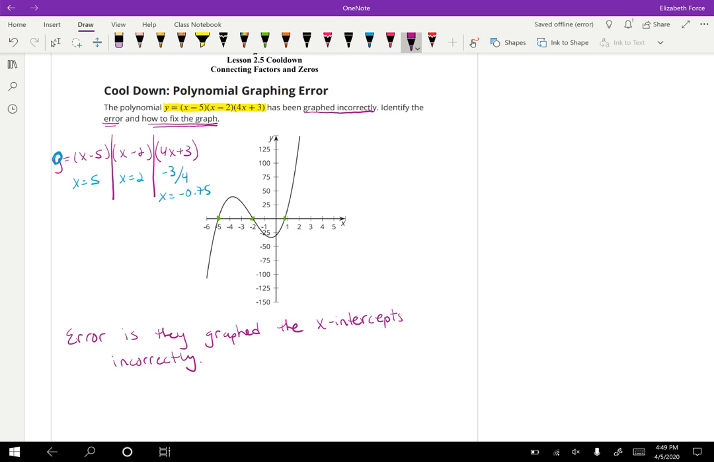So we'll go ahead and plot the right x-intercepts. They're going to have one at positive 5, and one at positive 2, and one at negative something along this line. And we're just going to go ahead and copy the shape. Comes up, goes down. And this is probably more like the correct way. It's a little messy.